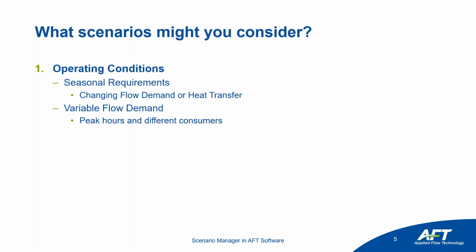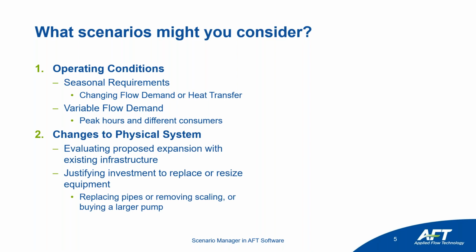So the first case we looked at, you might want to model different scenarios to account for those different operating conditions. There could be different seasonal requirements, like a cooling system in the summer versus in the winter. You might have changing flow demand. You might have an impact to the heat transfer through your pipes because the surrounding environment has different conditions. You might have variable flow demand from peak hours or turning on and off different consumers. Again, any change to your operating conditions like opening and closing a valve, as we'll see in our example.